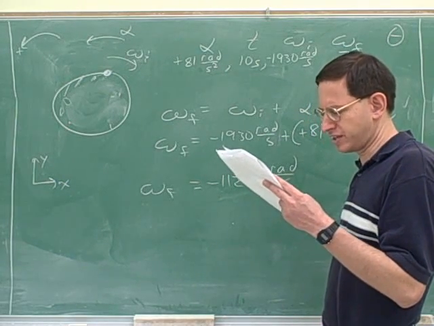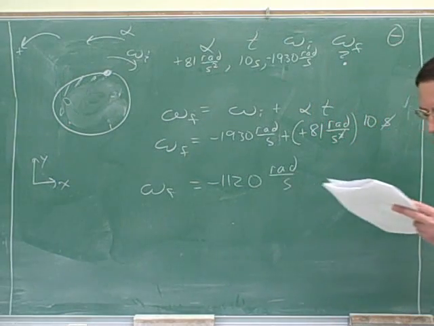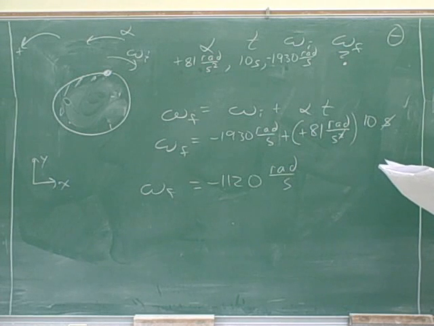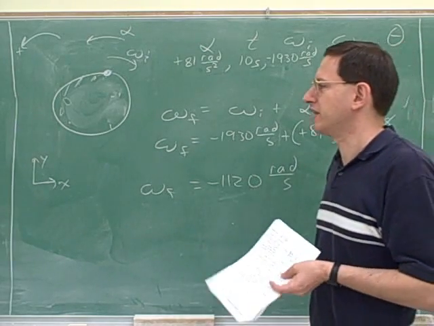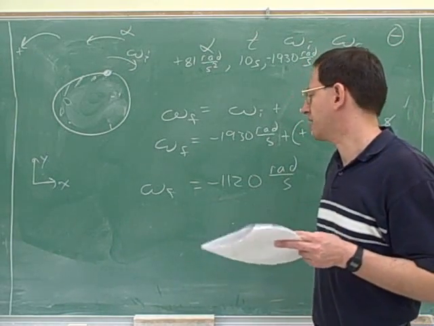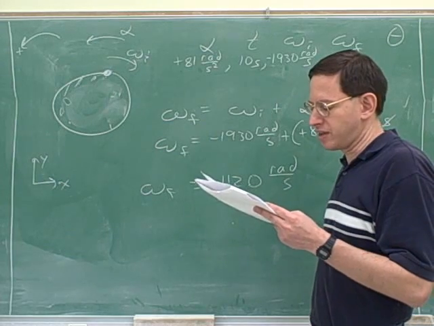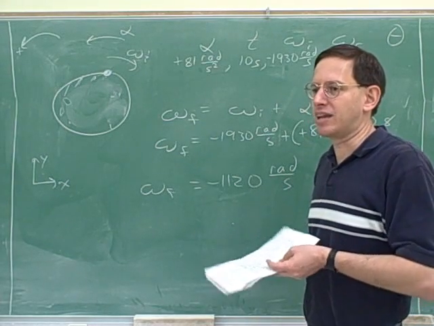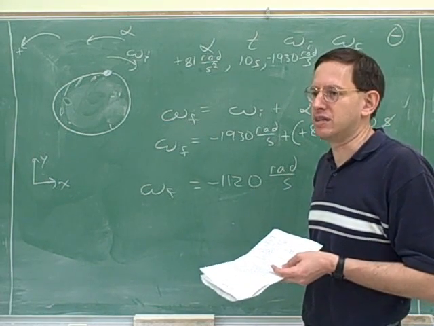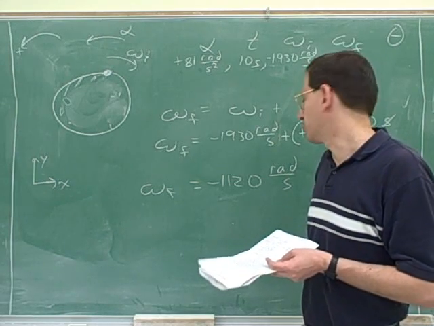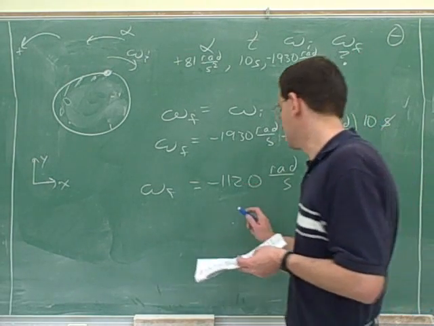Well, now, what then is the answer to part A? It's negative 1,120 radians per second. Good. Now, if your instructor is a real stickler for detail, they might take off a point there because they were asking for the angular speed, not the angular velocity. And speed is the magnitude. So the angular speed is just 1120 radians per second.